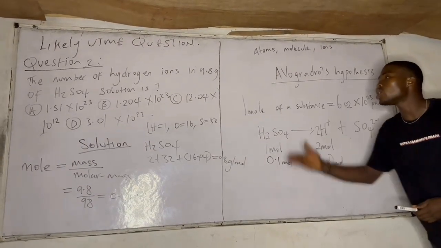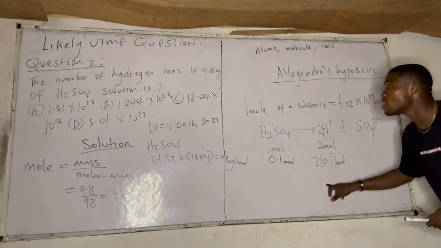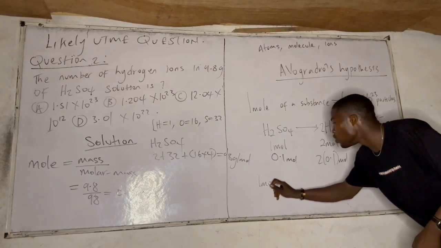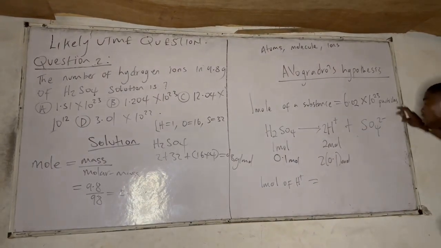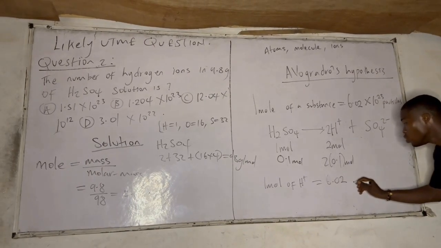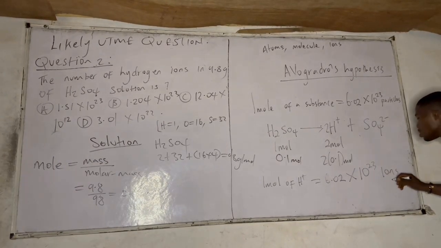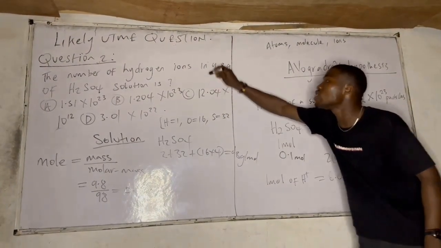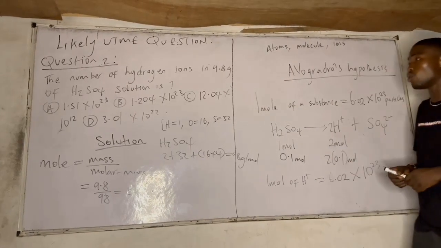So finishing this question down here very fast. If I'm to finish that question here, it means that 1 mole of hydrogen ions, from Avogadro's hypothesis, will give me 6.02 times 10 raised to power 23 ions. Therefore, from my equation, because they gave us 0.1 moles of H2SO4, I told you that is the same as 9.8 grams of H2SO4 solution.